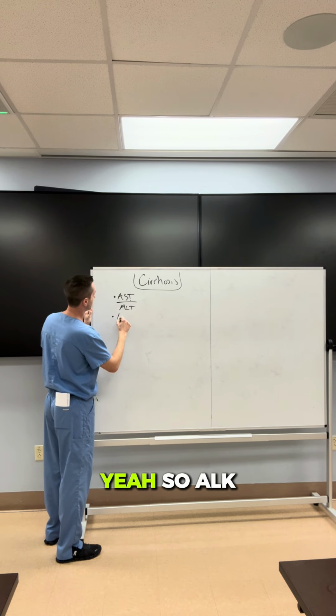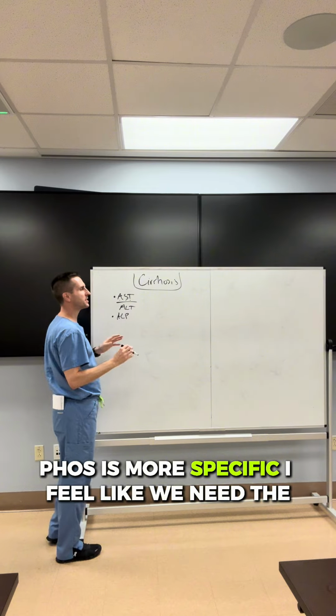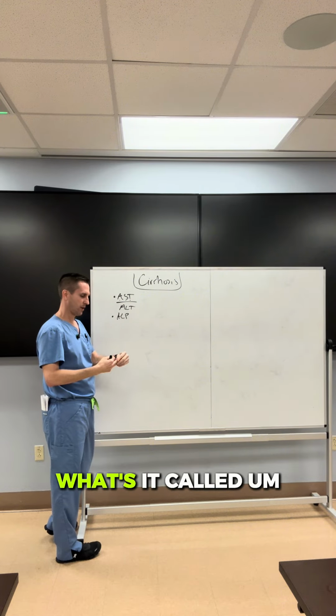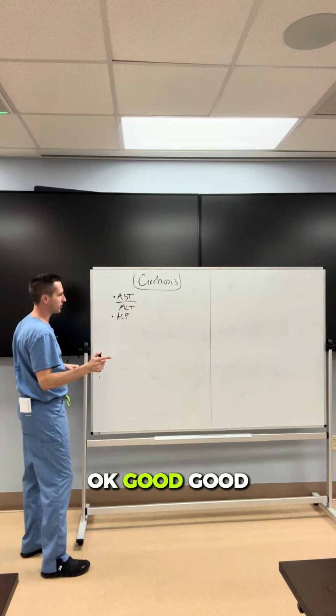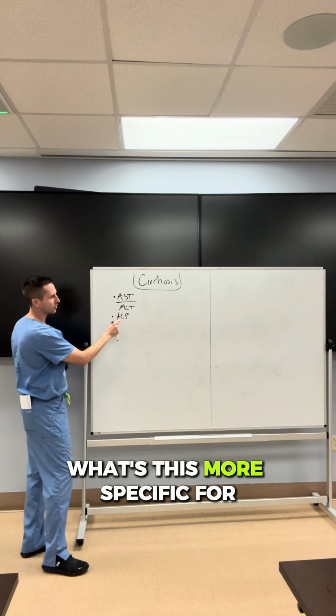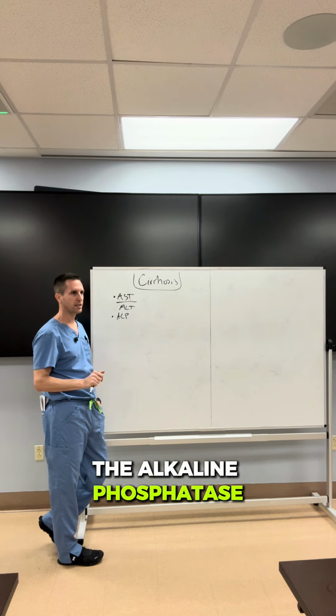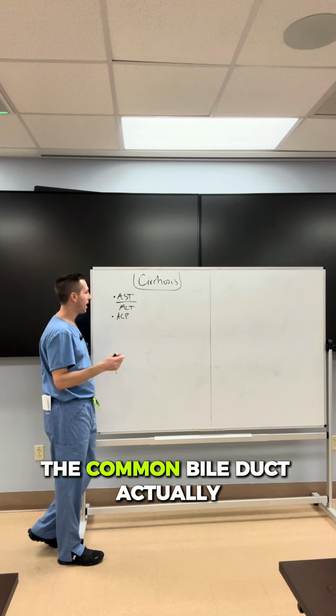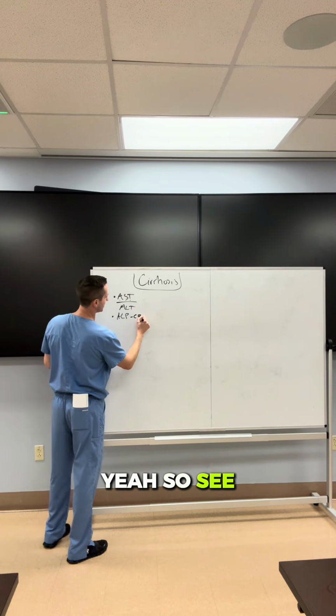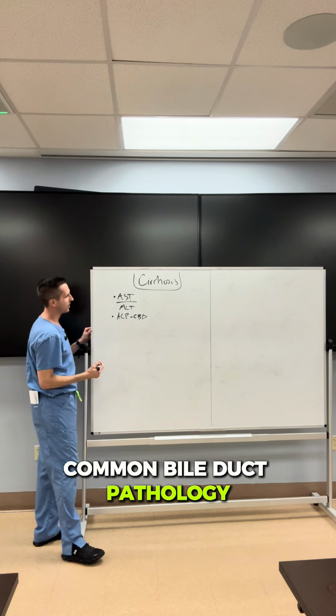Alk phos. Yeah, so alk phos is more specific. What's this more specific for, the alkaline phosphatase? What's it even more specific for? The common bile duct, actually. Yeah, so common bile duct pathology. What else? Other ones? Let's go common labs, and then we'll go down your road, because I like where you're going.